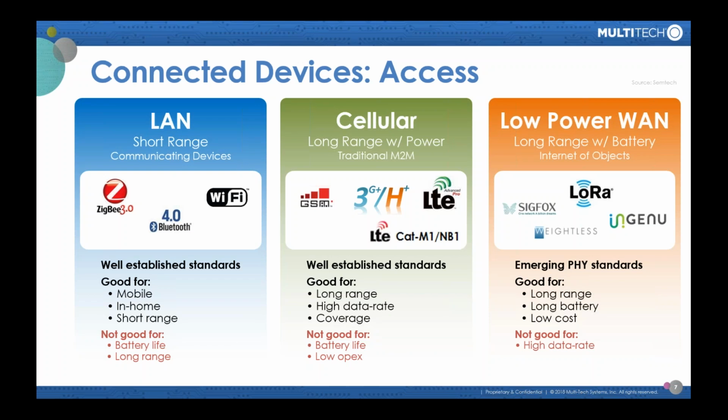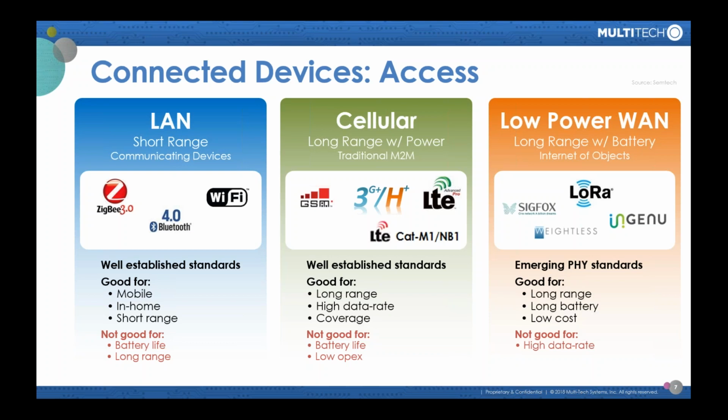So along comes this low power wide area network technology on the right, and you can see several there. Those are all unlicensed versions of LPWANs. There are also licensed versions, and we're going to be going into that shortly. And they are good for exactly the things we talked about on the previous slide: long range, battery, and cost. We're not talking high data rate, and that's important. We're not talking about video.